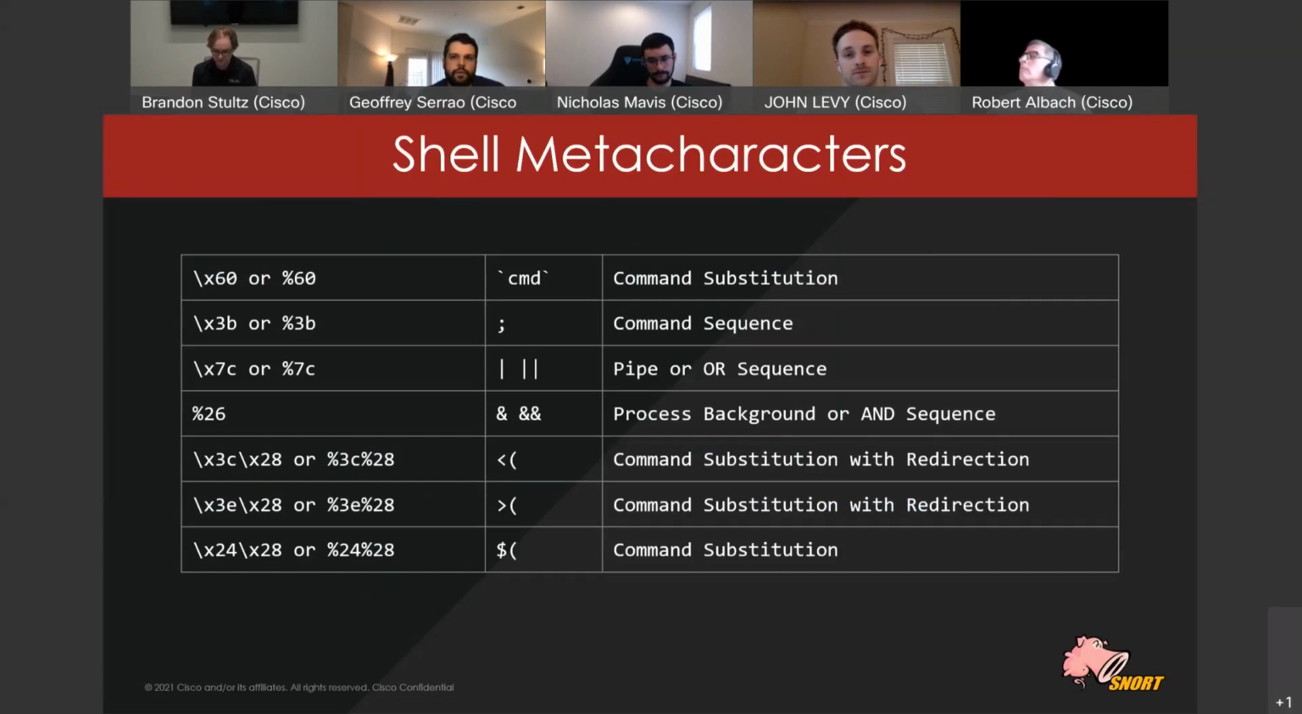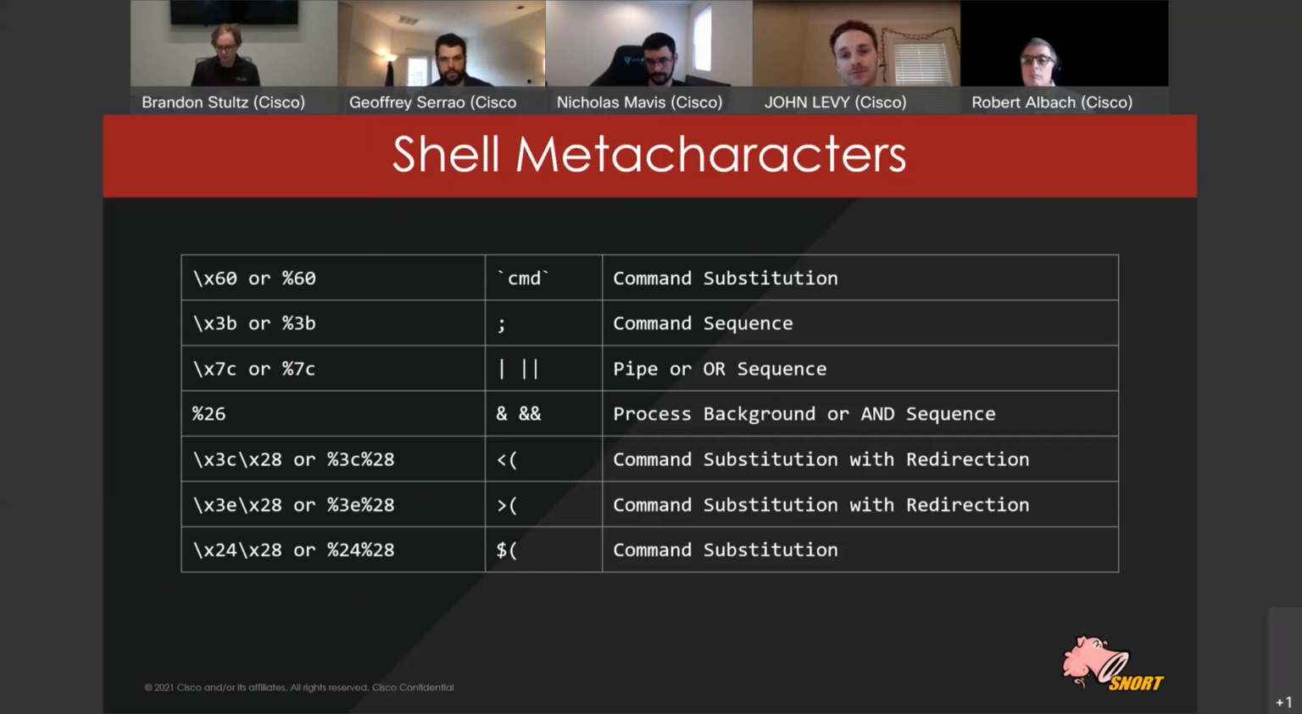So what are the shell metacharacters for review? We have command substitution, command sequencing. That's that 3B, that semicolon that we saw before. The attacker could pipe the command to another command. The attacker could background the current process or AND the current command with another command. And there are subshells, and redirects for standard in and standard out that they could use. So that's most of the shell metacharacters.